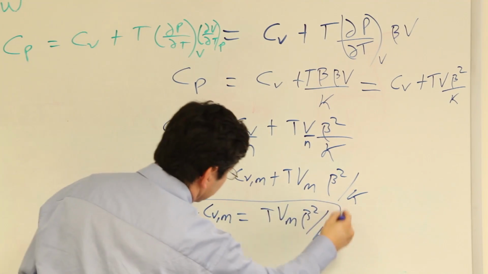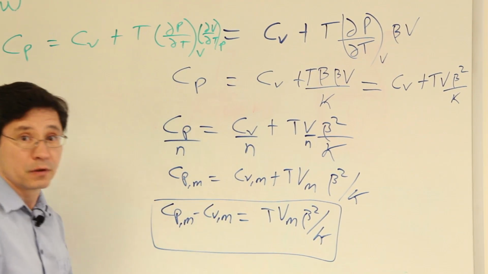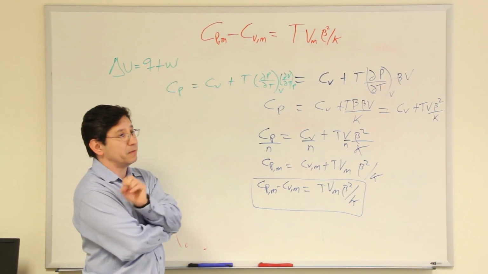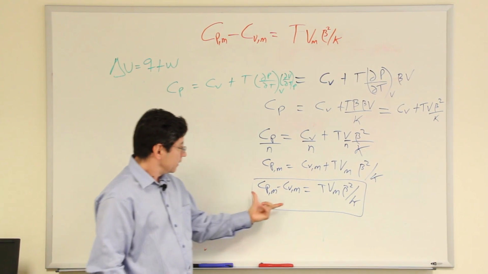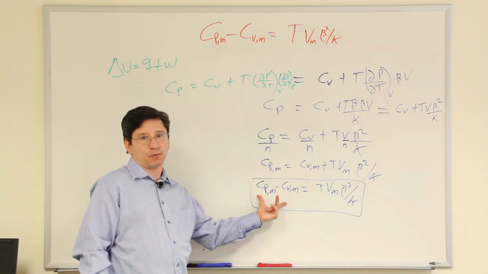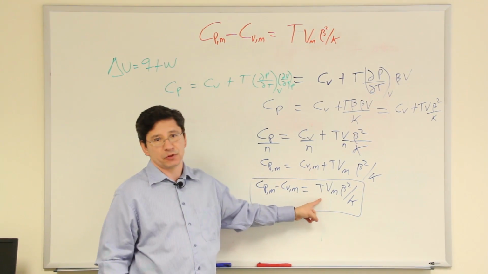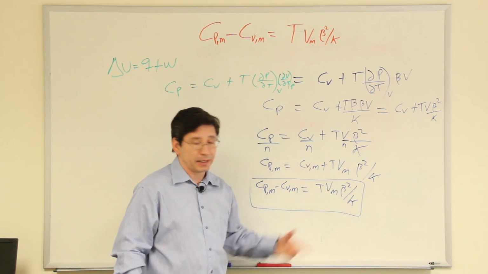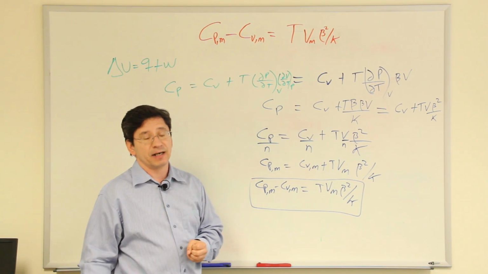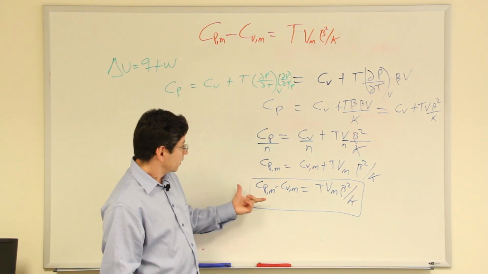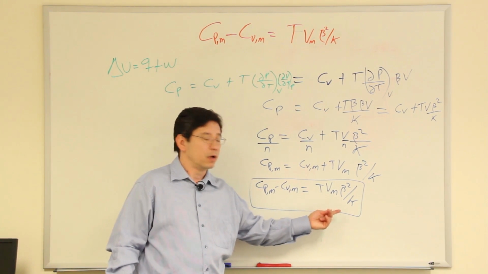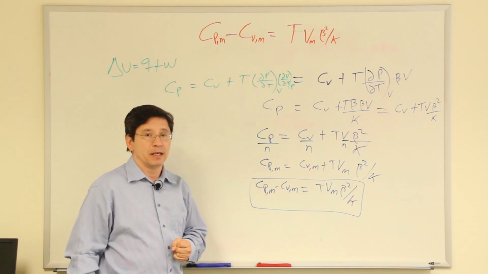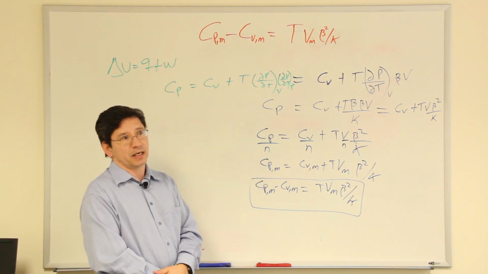Okay. So here is our final result. And a comment before we go is that this difference will always be a positive quantity. Look, T, absolute temperature, always positive. Volume is always positive. Kappa and beta, these coefficients we learned in class, are defined to be always positive quantities. So this difference is going to be always more than 0. So Cpm is larger than Cvm, regardless of the system.